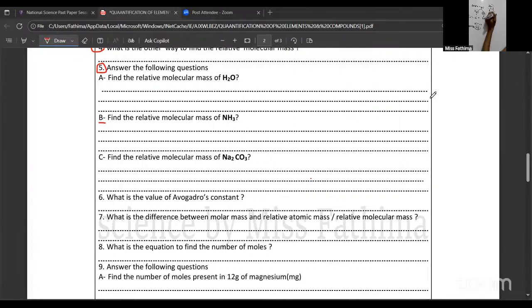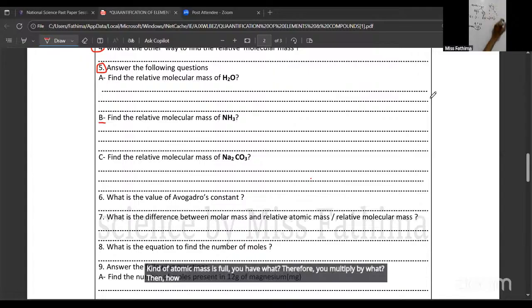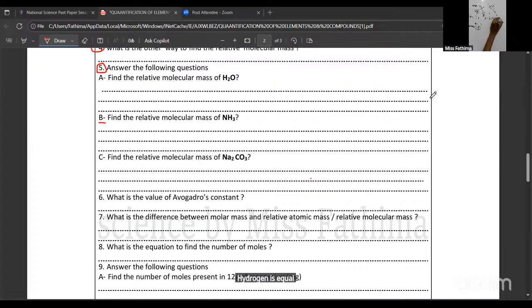Nitrogen's relative atomic mass is 14. You have 1, therefore you multiply by 1. Then, how many hydrogen do you have? You have 3 hydrogen. 1 hydrogen is equal to 1. You have 3 hydrogen in the molecule, so you multiply by 3, right? 14 into 1 is 14. 14 plus 3 is what's the value? 17. 17 is the relative molecular mass of ammonia, NH3. Understood? Did you all get this answer?